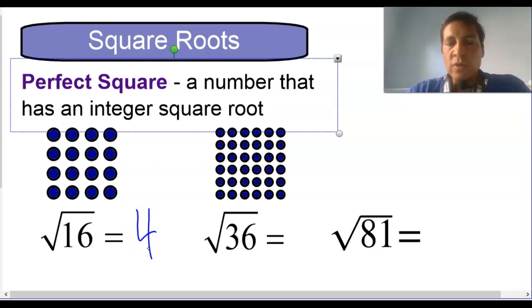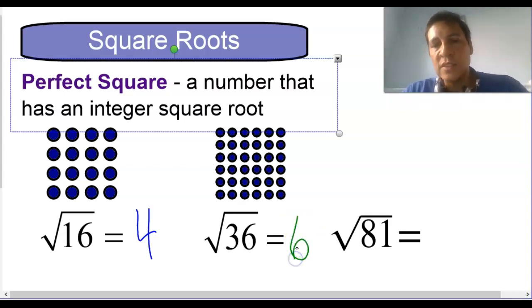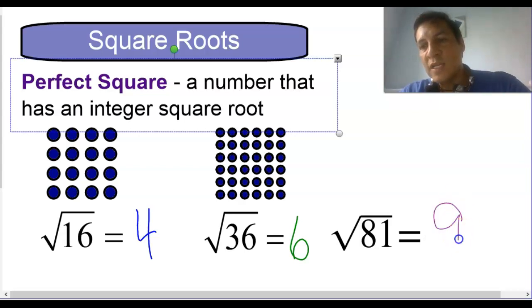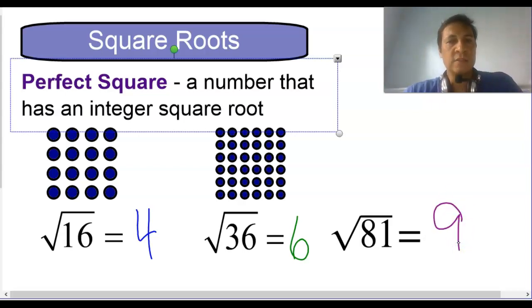But what about the square root of 36? What number times itself is 36? Well, hopefully you're thinking of your times tables and you say, oh yeah, 6 times 6. That's 36. But notice what's happening here with the squares. There are actually 36 of these little dots. And if you notice, we can make a square with those 36 dots, and this square is a 6 by 6 square. That's what it means for these numbers to be a perfect square. Now, what would the square root of 81 be? If you said the square root of 81 is 9, you would be correct.